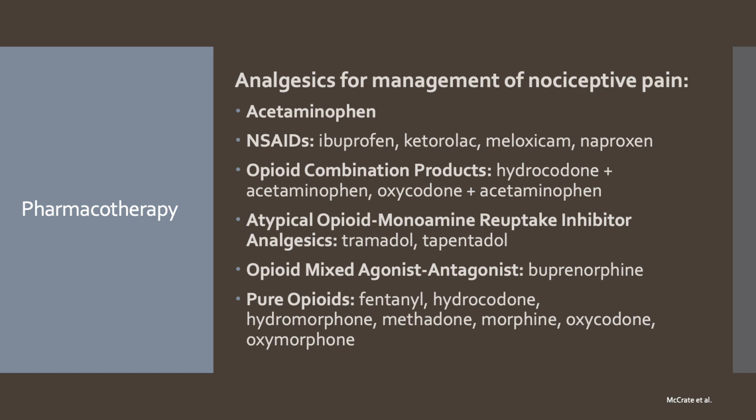Other options are opioid combination products as listed, those atypical opioid monoamine reuptake inhibitor analgesics that we discussed, the opioid mixed agonist-antagonist, buprenorphine is an option, and then our pure opioids are options, with methadone being our preferred option, as we'll touch on later in the coming slides.